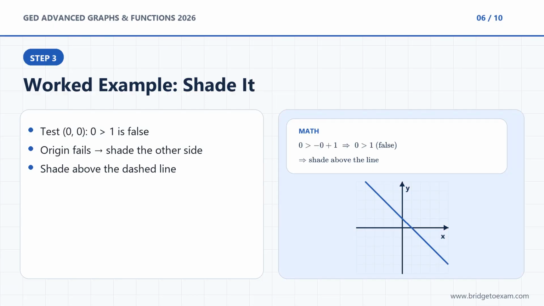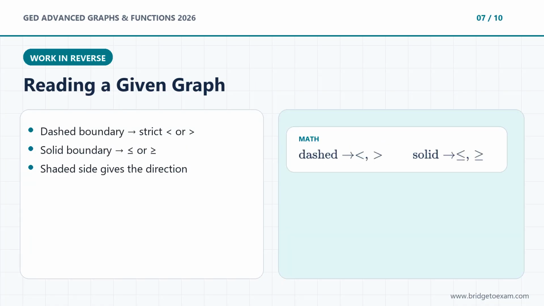Now for the shading. Test the origin, (0, 0). Substitute into y greater than negative x plus 1: 0 greater than negative 0 plus 1. That is 0 greater than 1, which is false. Since the origin makes it false, we shade the side that does not contain the origin, the region above the line. Done.